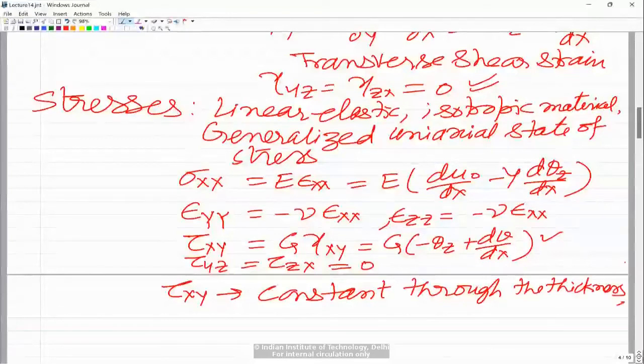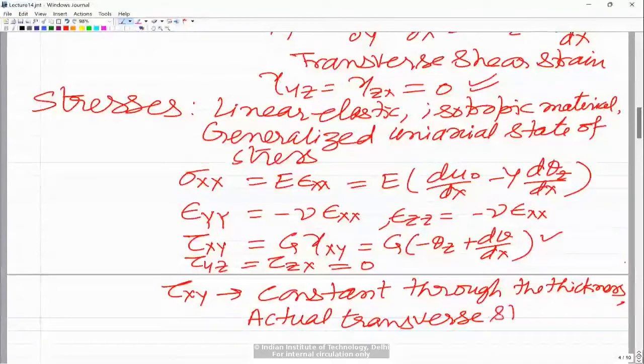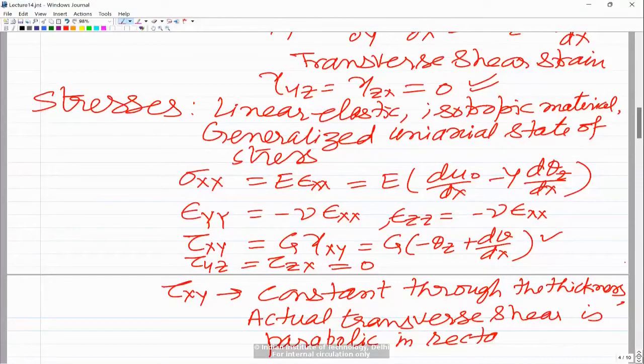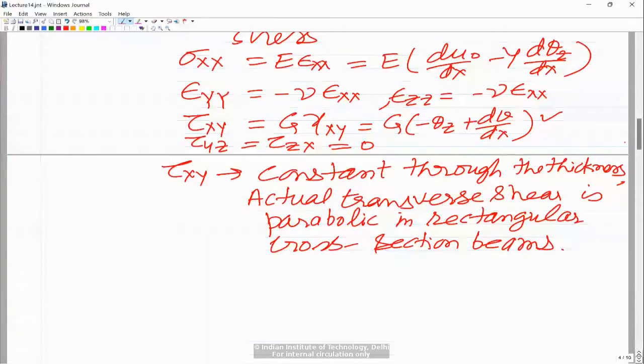Whereas if you look at the actual transverse shear stress distribution in a rectangular cross section beam, it is actually parabolic, which is zero at the top and bottom. At least parabolic; there can be other variations. The actual transverse shear is parabolic in rectangular cross section beams. If you have done transverse shear stresses in beams, you would have learned about this variation.